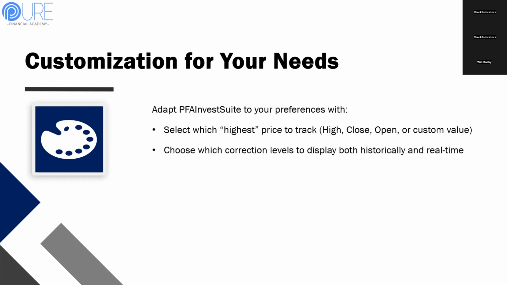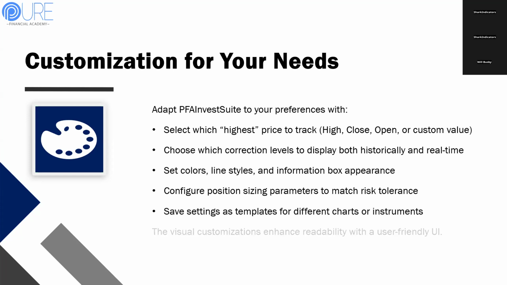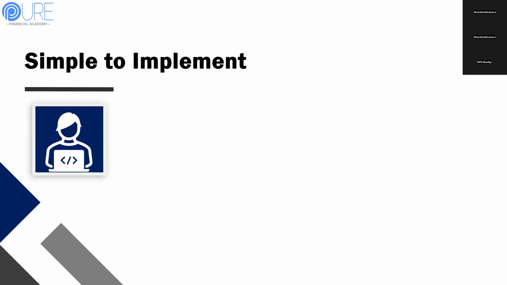All right. Choose which correction levels to display, both historical and real time. Again, very customizable, colors, lines, etc. Configure the position sizing, which we mentioned. We can input a value if I want to override that. Okay. We can save the settings as templates. Now, this is not rocket science here. I mean, at the end of the day, we can all do that with ultimately any indicator. And so we really leverage the benefit there of NinjaTrader's template system, so that we can just go in, we've made all the changes we want, just save it as a template and be done with it. Okay. All right. So it's simple to implement.